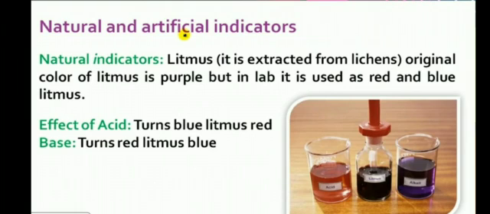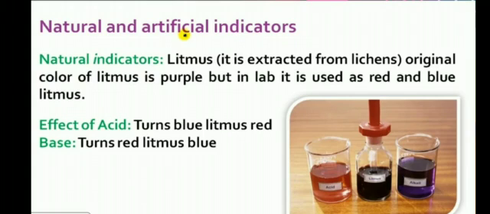First, we will discuss natural indicators. Students, there are 2 types of natural indicators, litmus and turmeric. First of all, what are natural indicators? Natural indicators are obtained from plants. For example, litmus. Litmus is obtained from an algae plant, lichen.